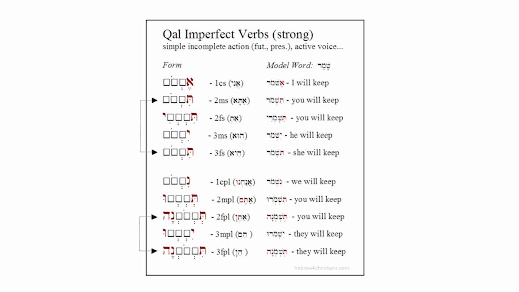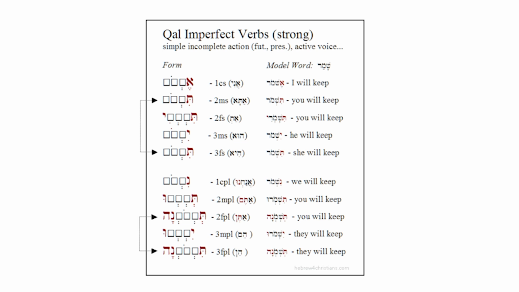So looking at the first line, if I want to say, I will keep, I will add an aleph in front of the 3-letter root, shamar, and I get eshmor. If I want to say, we will keep, I will add a nun preformative before the root and get nishmor.